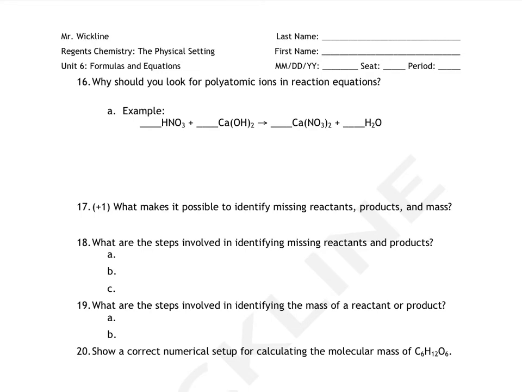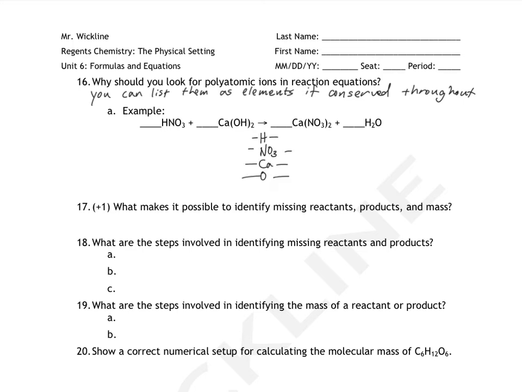All right, so why should you look for polyatomic ions in reaction equations? It's because if the polyatomic ion is preserved from the reactants to the products, then you can list it separately and balance it as if it were an element. So let's use an example right now. I'll start an inventory and I will preserve polyatomic ions when possible. So I've done that here.